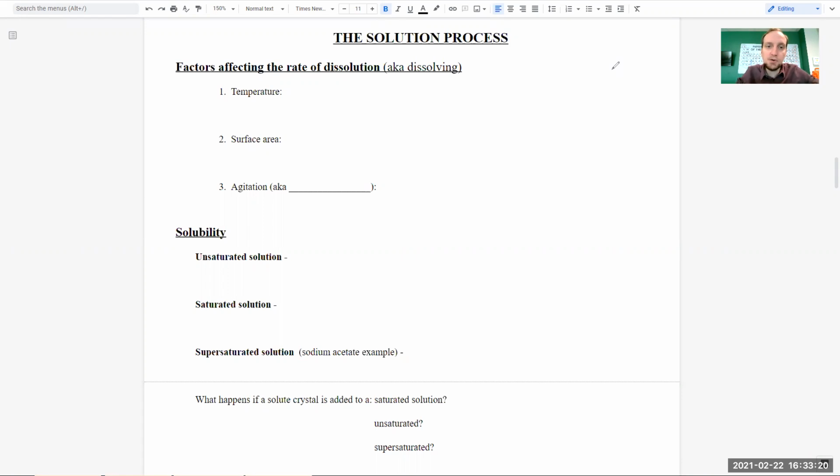The first one is to increase the temperature. When you increase the temperature, the molecules are going to move a lot faster, and they're going to space themselves out more quickly. By moving quickly, they're going to diffuse and space out quicker. So temperature, again, is one way to increase the rate of dissolving.